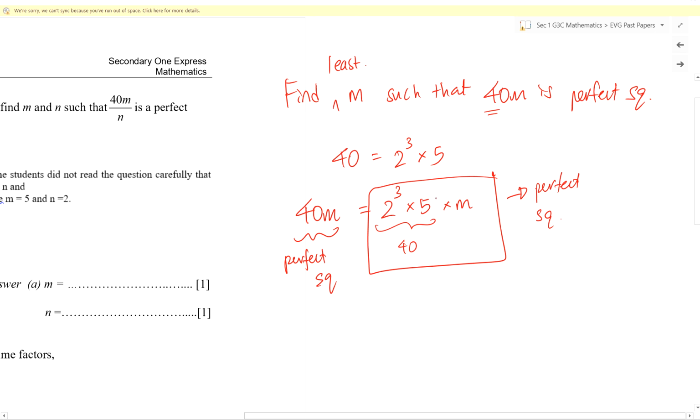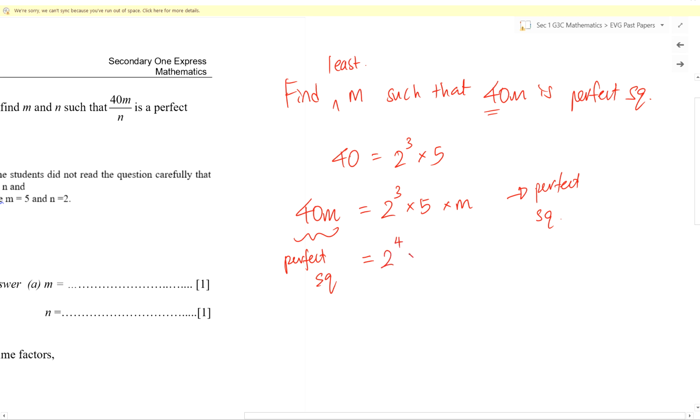What is the power? Is it 0 or 1? 1. It has the power of 1. So what do I need that 1 to become in order for this to be a perfect square? I need this to become a 2. Okay? So our perfect square ends up looking like this.